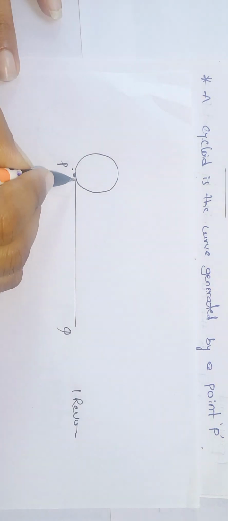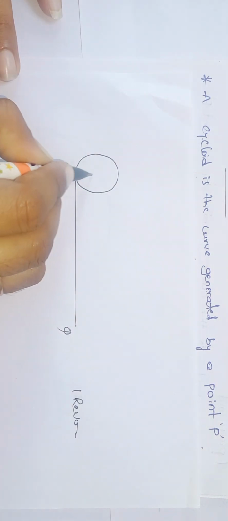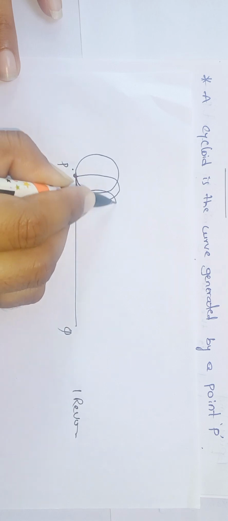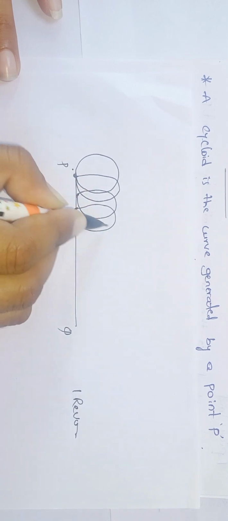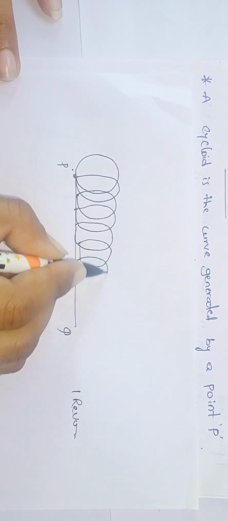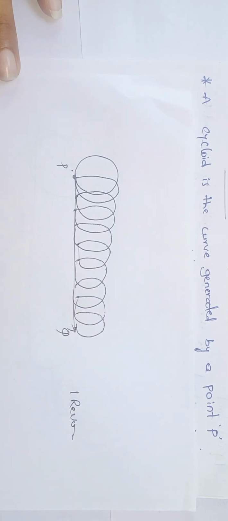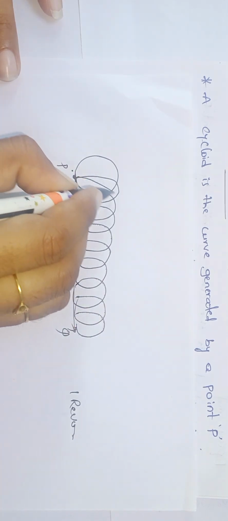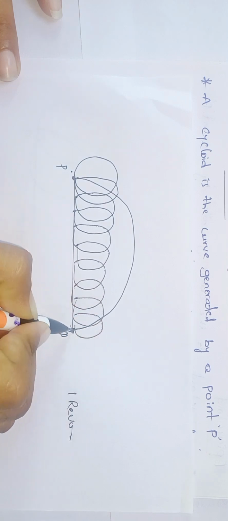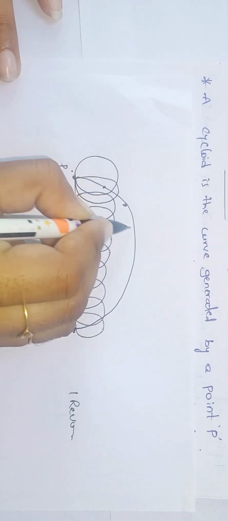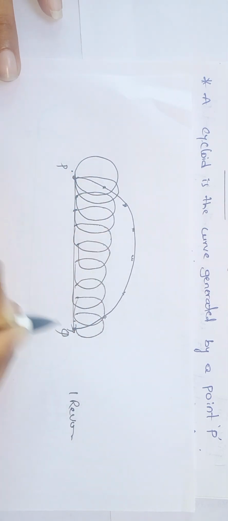Then we get some points as it travels: second step, third step, fourth step, fifth. Again it has to reach point P after one revolution. Then you get the cycloidal curve.